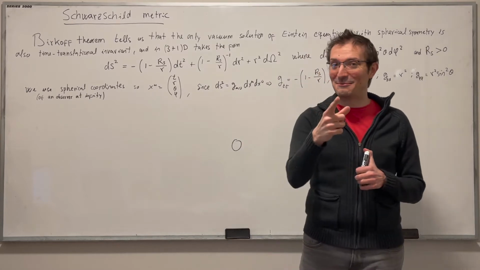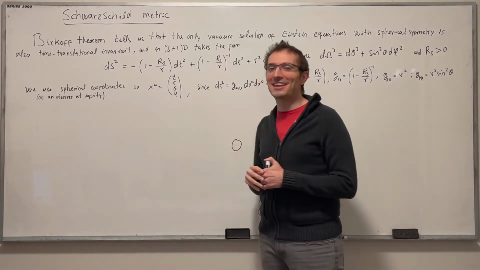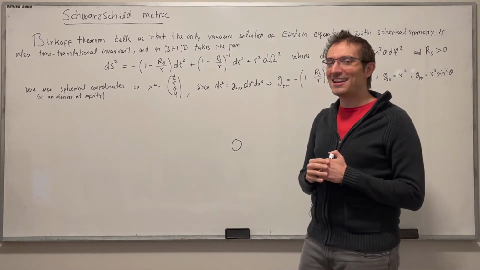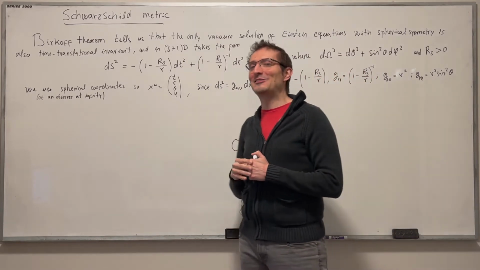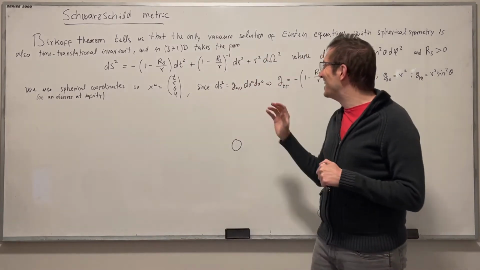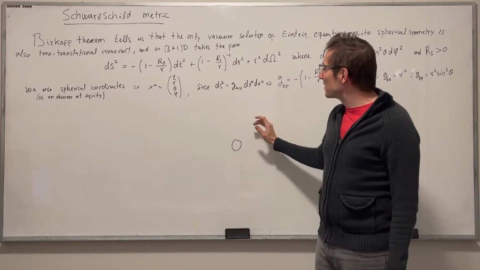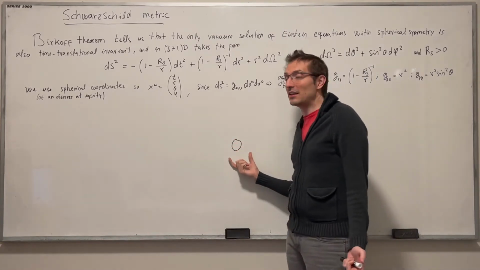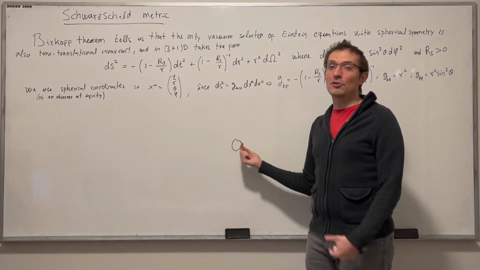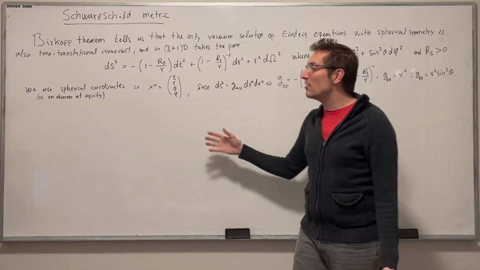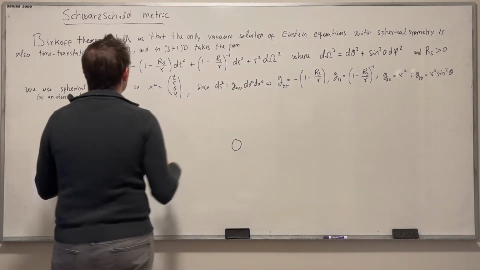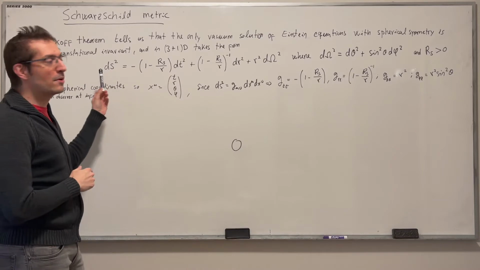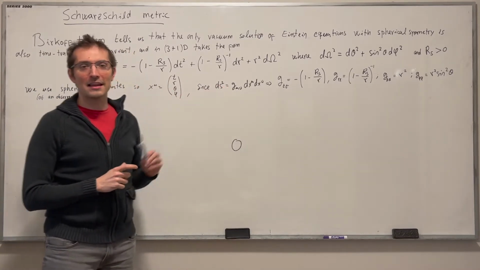You'll do an assignment about what happens inside a planet or inside a star, and we will do an exercise about it here. In any case, outside of the planet, if the source is spherically symmetric, so the whole setup has spherical symmetry, then I know that the solution to Einstein's equations is going to be something looking like that.